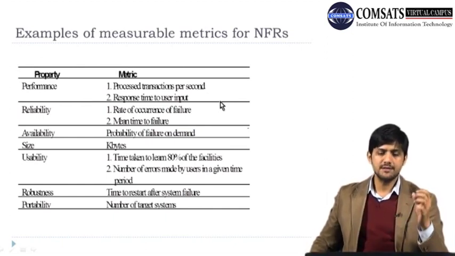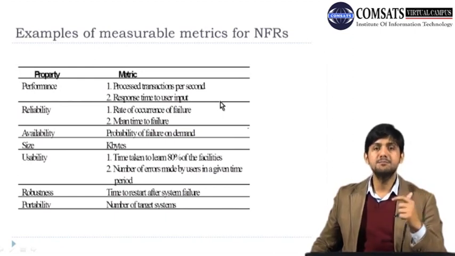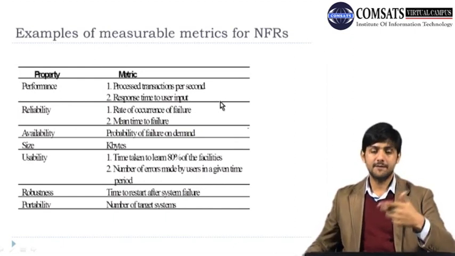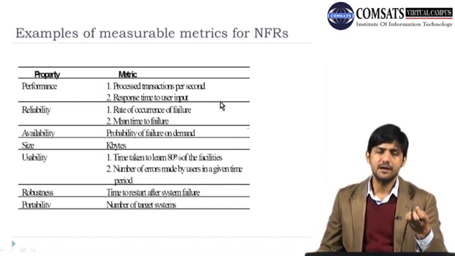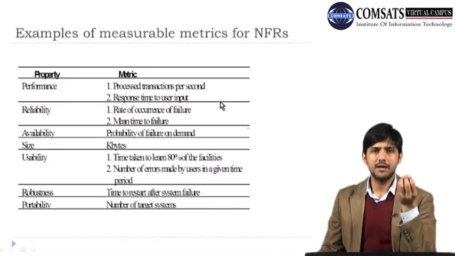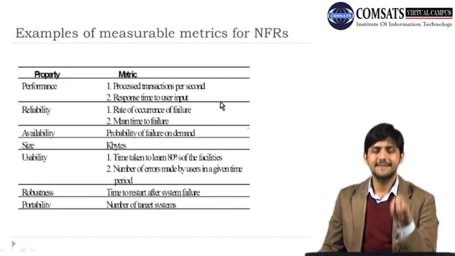And what are these metrics? Number one is rate of occurrence of failure, and the second one is mean time to failure. Because what these metrics would do is bring objectivity, and it would mean that my reliability requirements become testable.